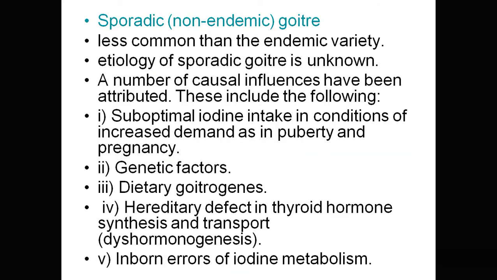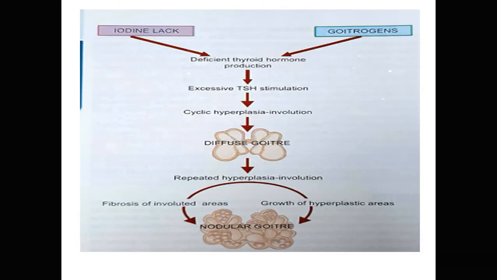Sporadic goiter is less common than the endemic variety, but there are cases in which there is suboptimal iodine intake, some genetic factors, and some dietary goitrogens. So iodine deficiency and some goitrogens lead to deficient thyroid hormone production. With excessive TSH stimulation, there is cyclic hyperplasia and involution of the thyroid gland that leads to diffuse goiter. Repeated cycles of hyperplasia and involution lead to multinodular goiter. Here you can see nodules of varying size and shape in the thyroid gland. Here the nodules are multiple, so it is called multinodular or nodular goiter.